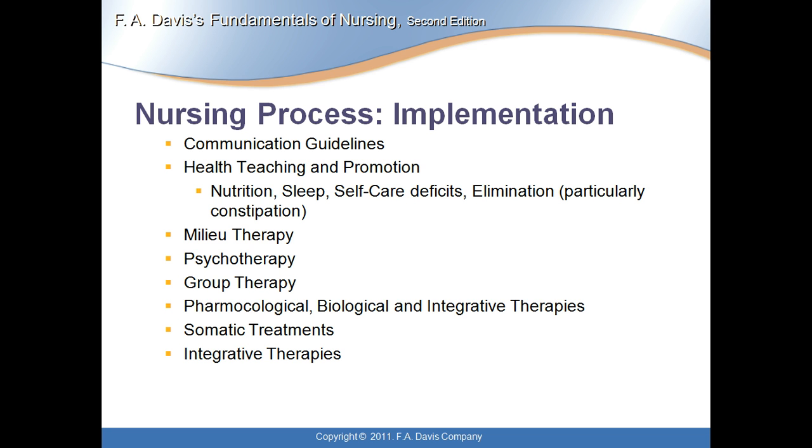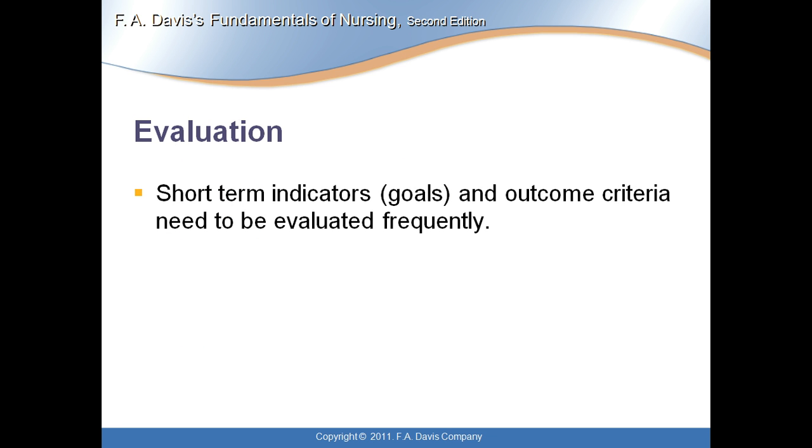For implementation, you have communication guidelines. You have health teaching and promotion, which could be nutrition, sleep, self-care deficits, and elimination. You have the milieu therapy. You have psychotherapy. You have group therapy, pharmacological, biological, and integrative therapies. You have somatic treatments and integrative therapies. And so for the evaluation, the short-term indicators or the goals or the outcome criteria need to be evaluated frequently.